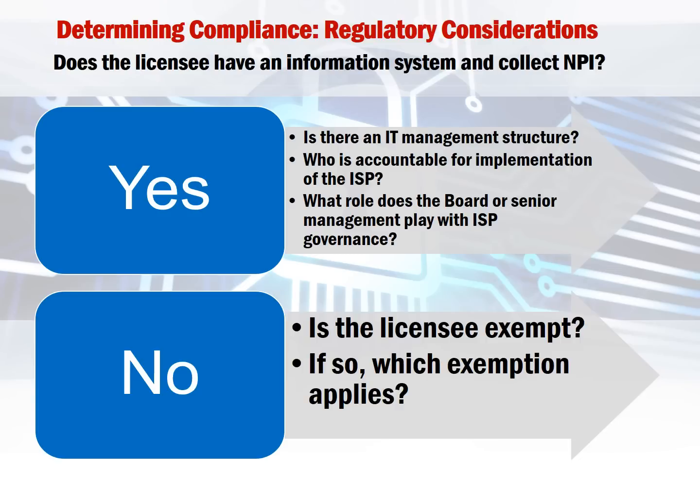So if ABC licensee has an information system, that's laptops, computers, etc., and collects non-public information, we will then look to see whether the licensee has an information security program. And if the answer to that question is yes, ABC licensee does have an information security program, then we're going to look at the management structure for that information security program. We're going to want to know who's accountable for implementation of the information security program and what role the board or senior management plays with the governance of the information security program.